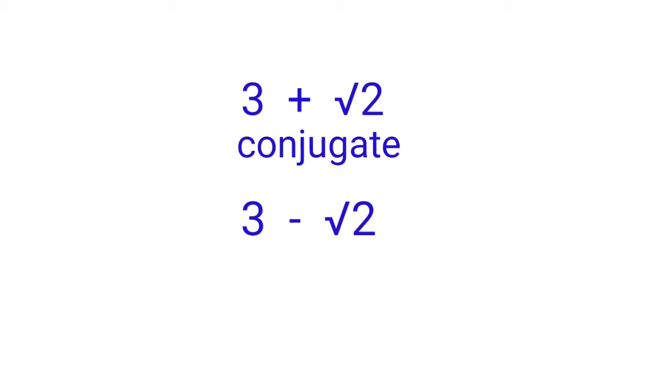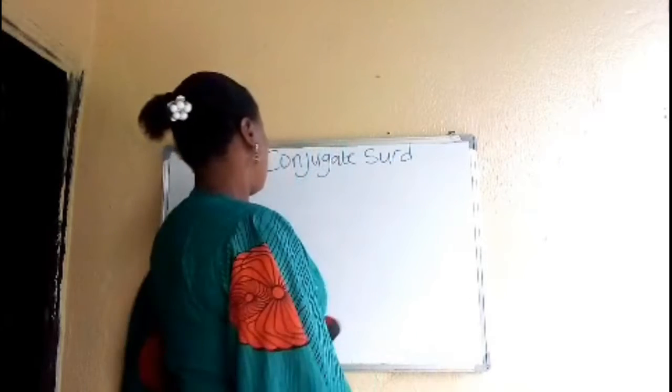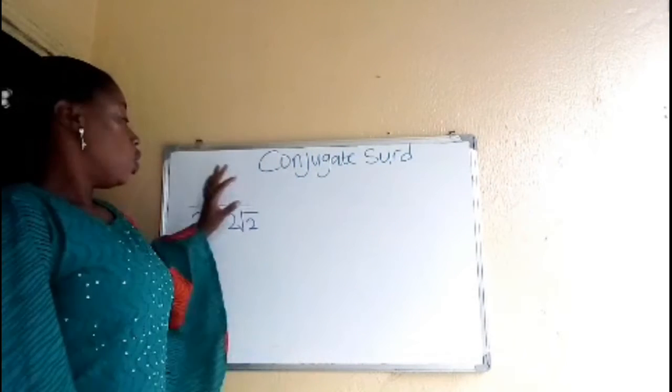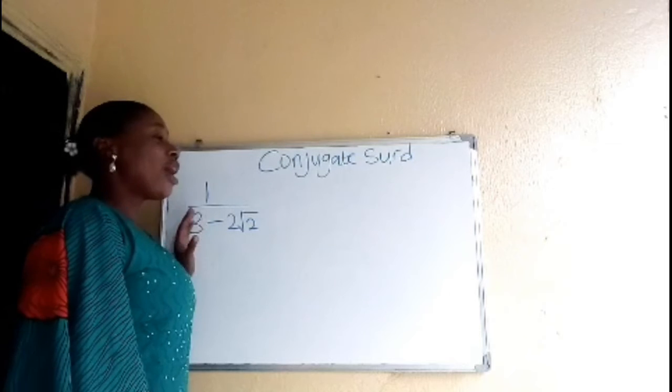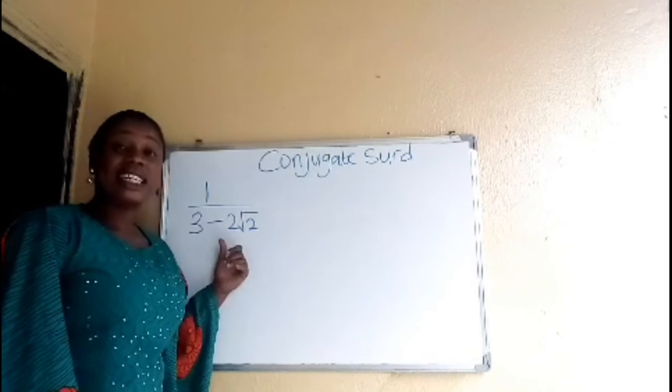Take note of the signs. The difference is in the sign. Here we have plus and here we have minus. Let us solve the following problem. To solve this surd, we have to rationalize the denominator.